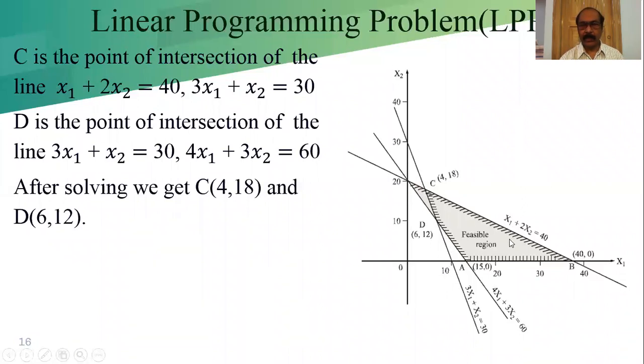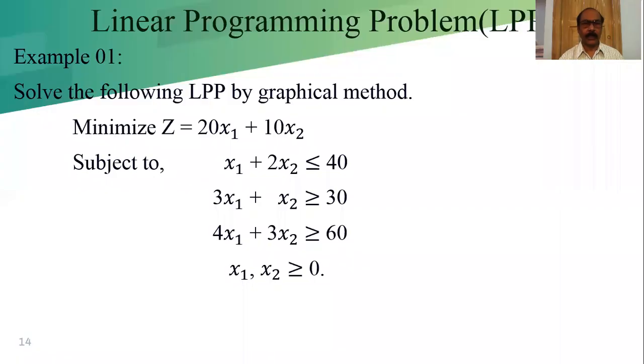Now see the feasible area. How can we find the feasible area? This constraint is less than or equal to. So this is the line. If we put here (0, 0) in the first constraint, 0 + 0 is 0, which is less than 40. It is satisfying that. That means after drawing the line, the side on which the origin lies is the feasible region for this line.